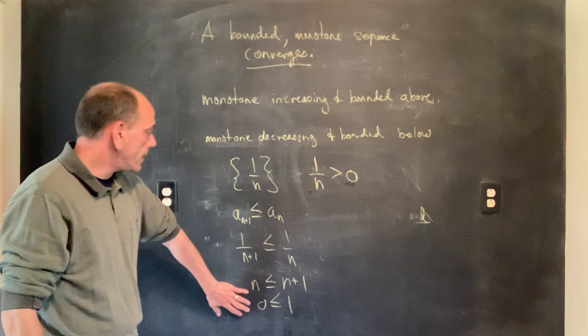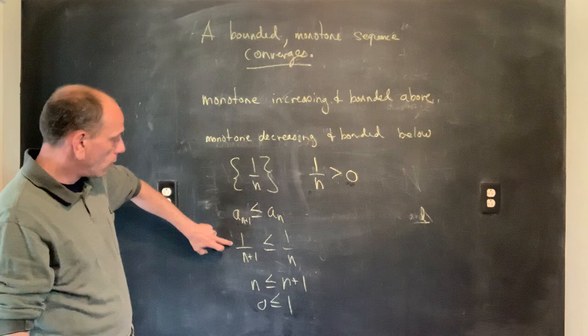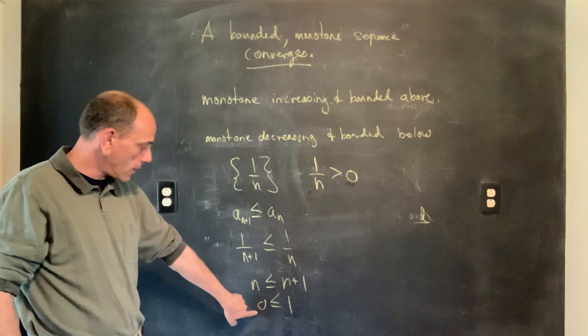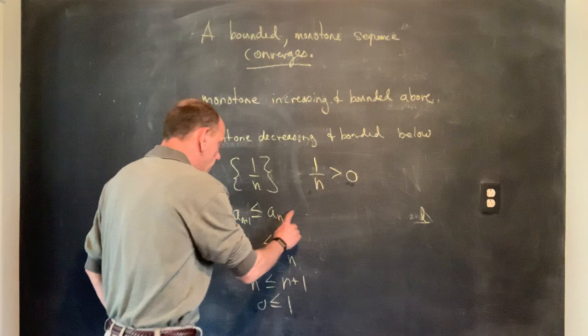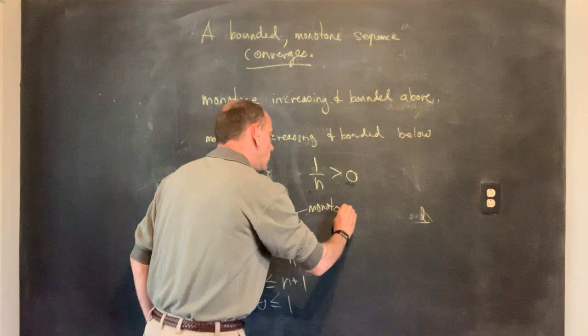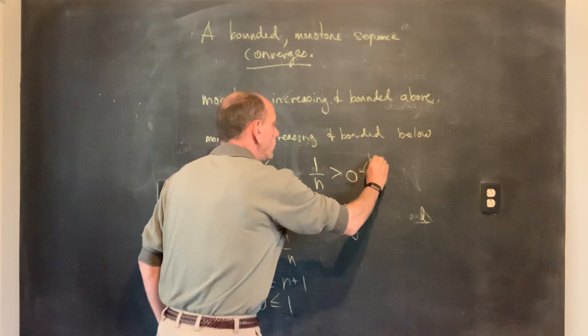To actually prove that it's monotone decreasing, I'd start here and work my way backward, right? That shows that a sub n plus 1 is less than or equal to a sub n. Start with something we know to be true and work my way back. Okay, so this shows that it's monotone decreasing. This showed that it was bounded below.